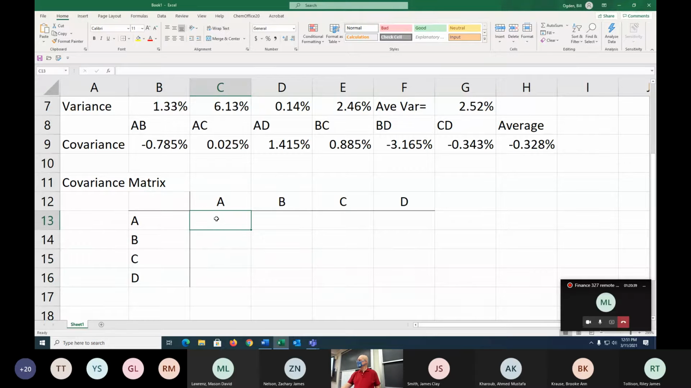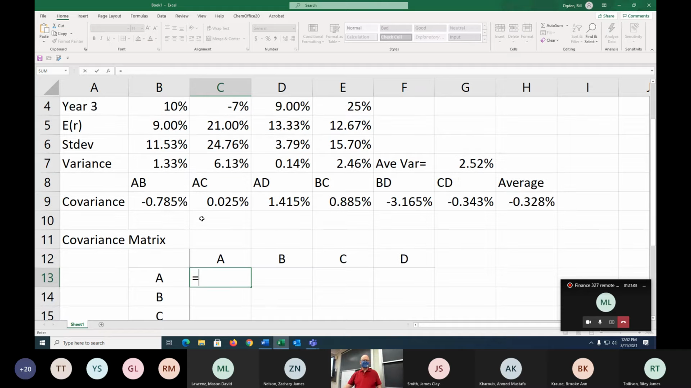Okay. So how does stock A, let's center these, how does stock A vary with stock A? Well, that's the variance of A. So when the row and column headings are the same, that's a variance term. So I can say equals. I'll go to my variance row, and I'll click on stock A. Do I see that? Okay, so A varies with A. That's the variance of A.